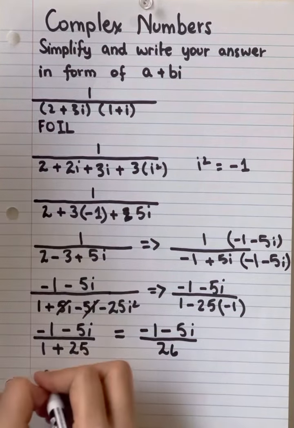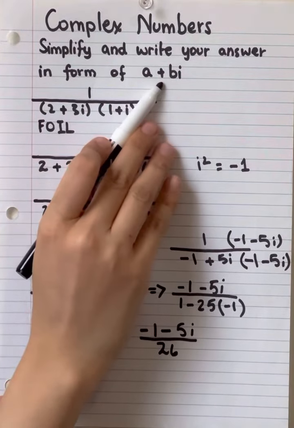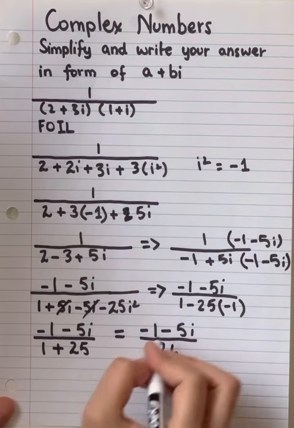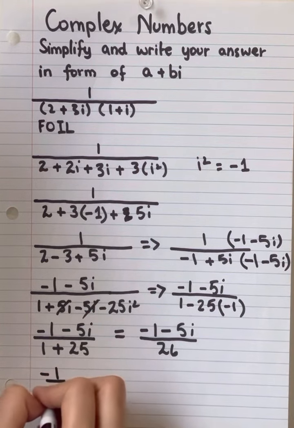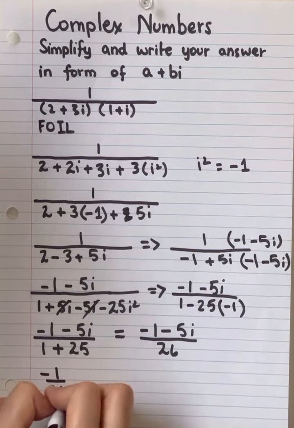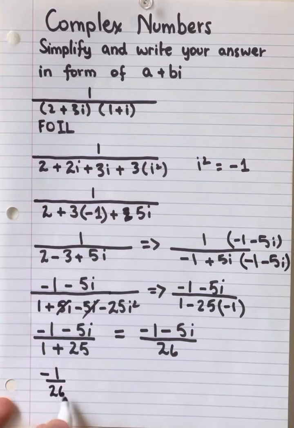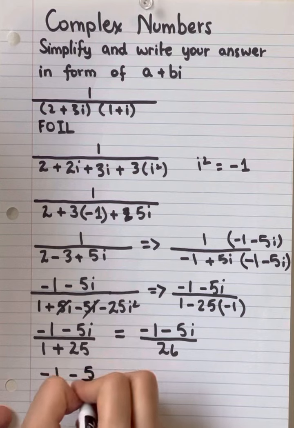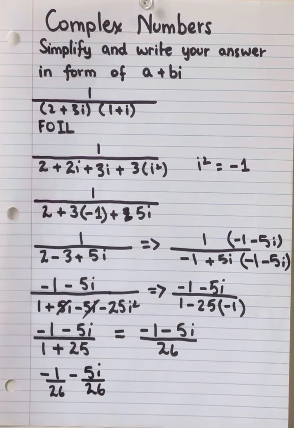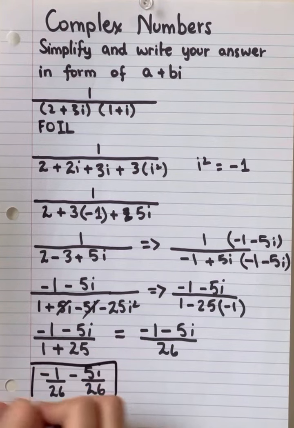Now we can write our answer in form of a plus bi. And how can we do that? We separate our terms. So this is the real number, -1 divided by 26, minus 5 divided by 26 i. And this is the answer.